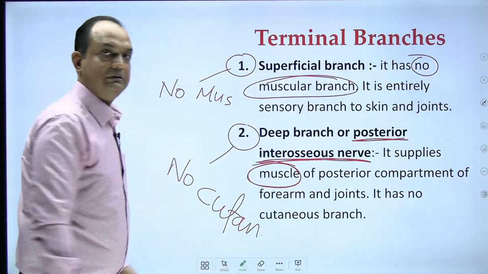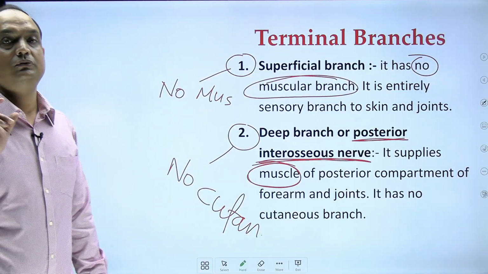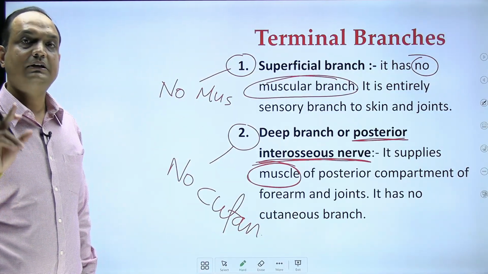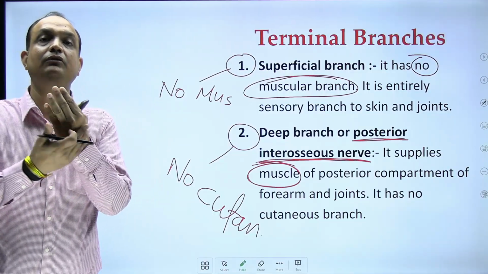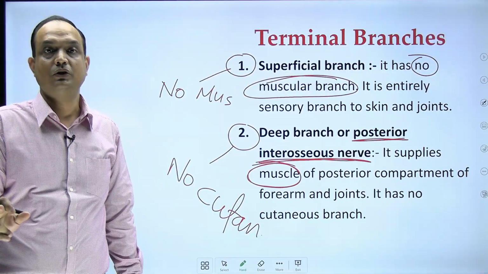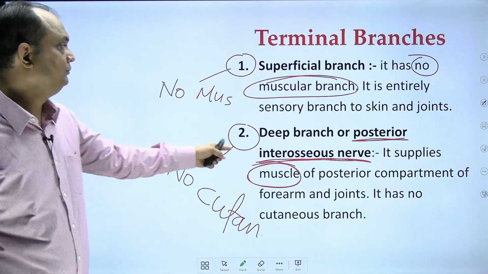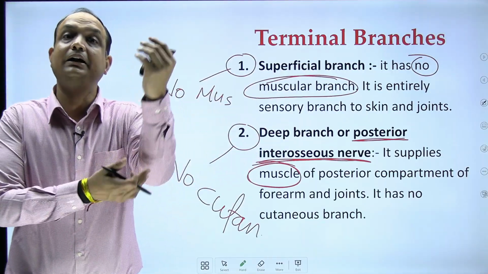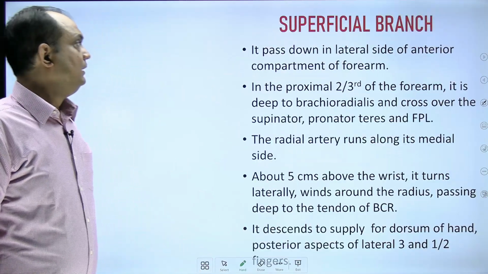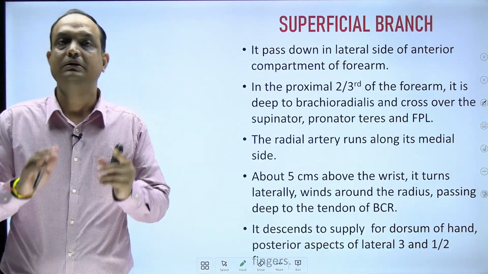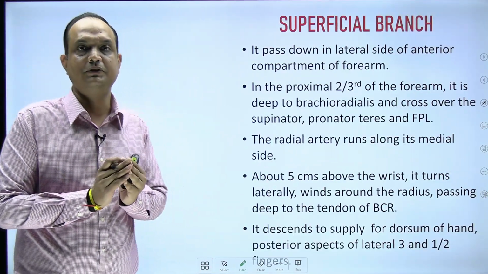Clear? Keep this important concept in mind, because it is a very commonly asked question: the posterior cutaneous nerve of arm is a branch of what? It is not a branch of the posterior interosseous nerve, it is a direct branch of the radial nerve, which we have seen. Clear?